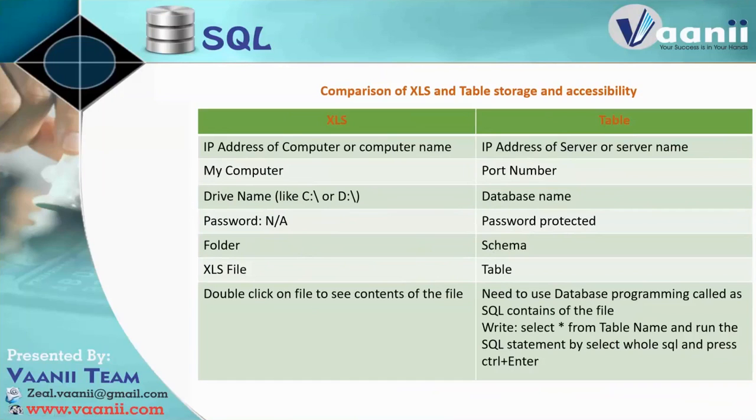To see the data in an Excel sheet, what we have to do is double click on the file and see the content. Whereas in a database, to see the data in a table, you have to write select asterisk from table name, and you just have to run this. Okay? So that is the similarity between an Excel sheet and a table.